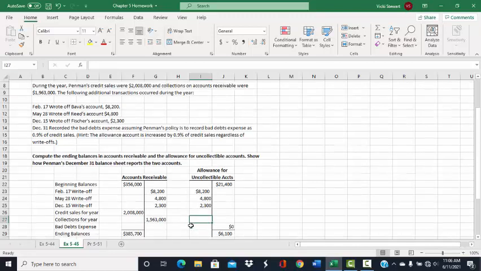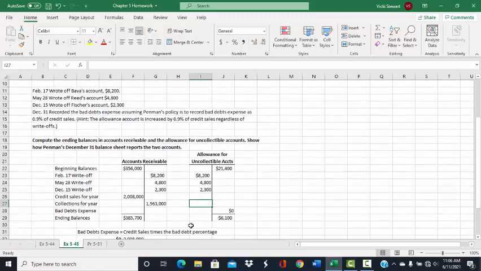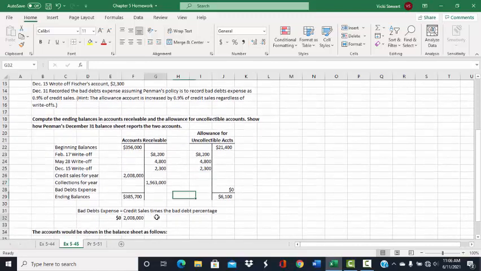So the problem stated that they estimate their bad debt expense at 0.9% of their credit sales. So we had $2,008,000 credit sales. We multiply that by 0.9% and we get our bad debts expense of $18,072. That would be a credit to our allowance for uncollectible accounts.